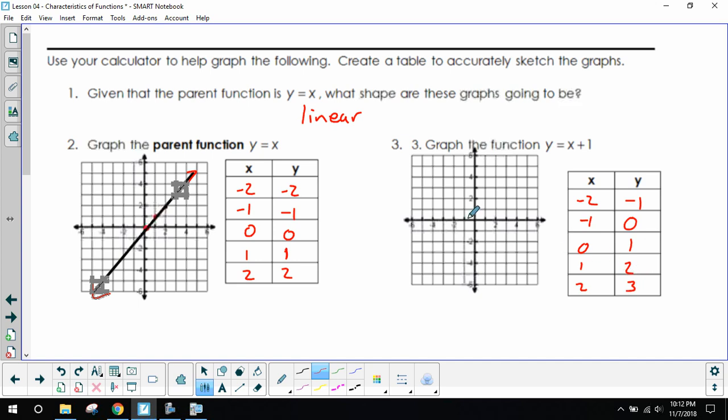Guys, I need you to look at something. Compare these two graphs. This line right here. Look at these two graphs. What's the difference? What happened? That's right. This one went up. If your parent function was right there, that line went up 1 unit. Okay? That's what this worksheet's all about. It's showing you these transformations. Alright, you ready? Here we go.